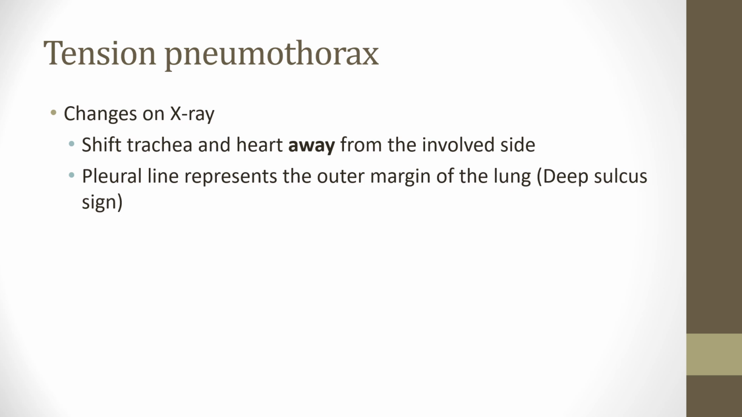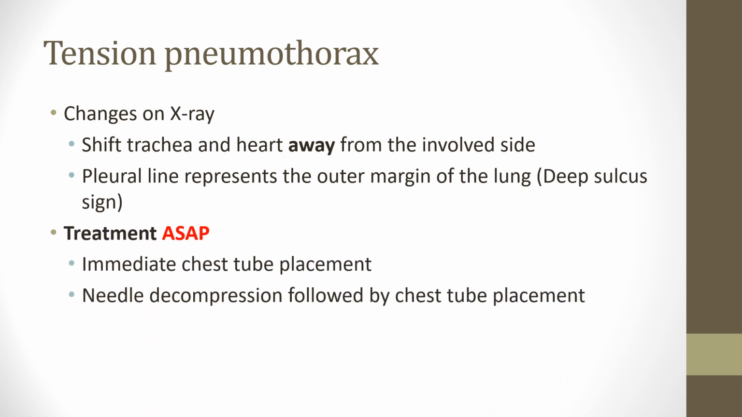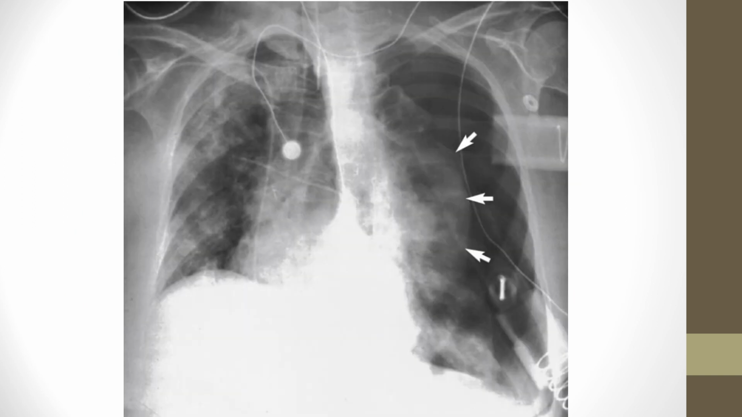This is important because the ClinSims or part of your board exams will pretty much ask you this information. You need to remember it. The pleural line is also known as a deep sulcus sign. So if they talk about deep sulcus sign, that's just the other term for it. The big thing here, if there's signs of a tension pneumothorax, you need to treat this patient. That means immediate chest tube placement or needling, right, followed by a chest tube placement.